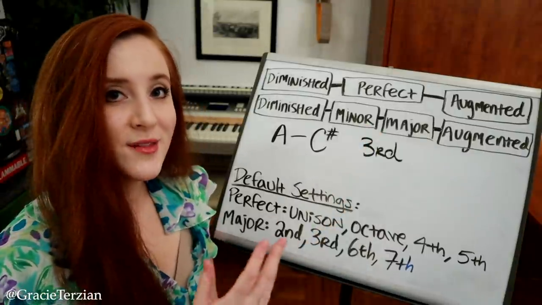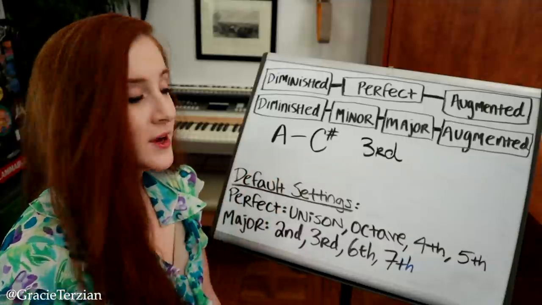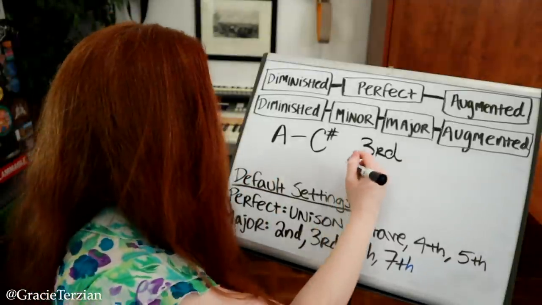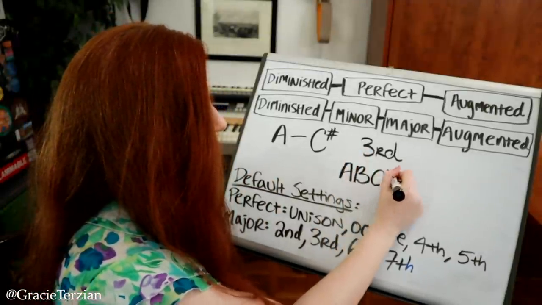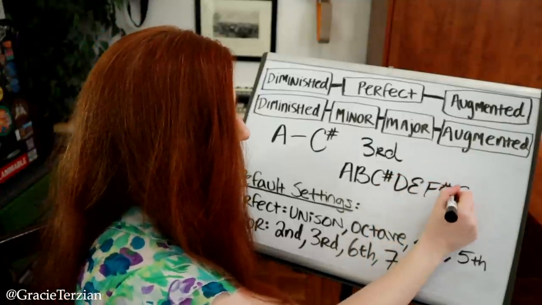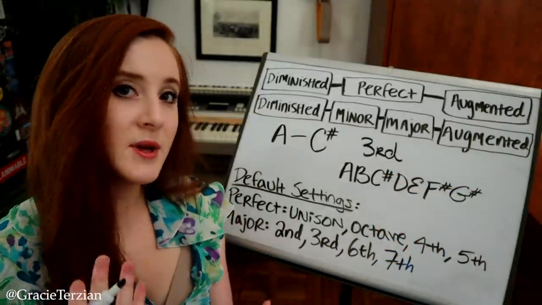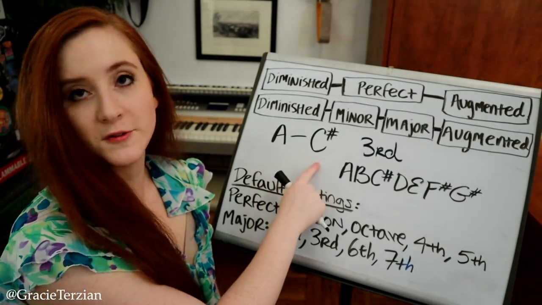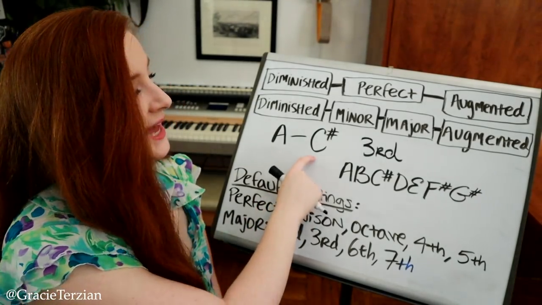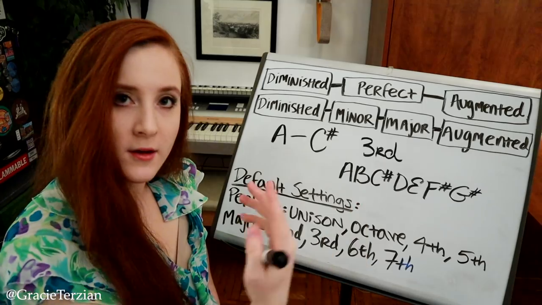Then, step two, we think about the major scale of our first note. What is the A major scale? A, B, C sharp, D, E, F sharp, and G sharp. And step three, I ask myself, is the second note in the interval, that C sharp, anywhere in that A major scale? And why don't you tell me?